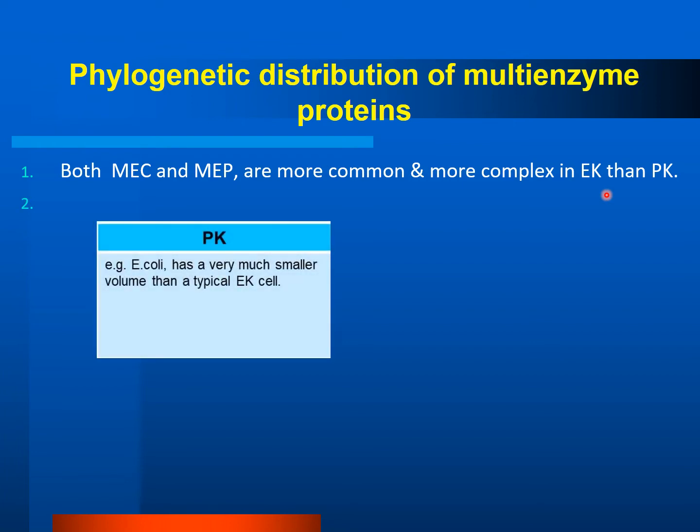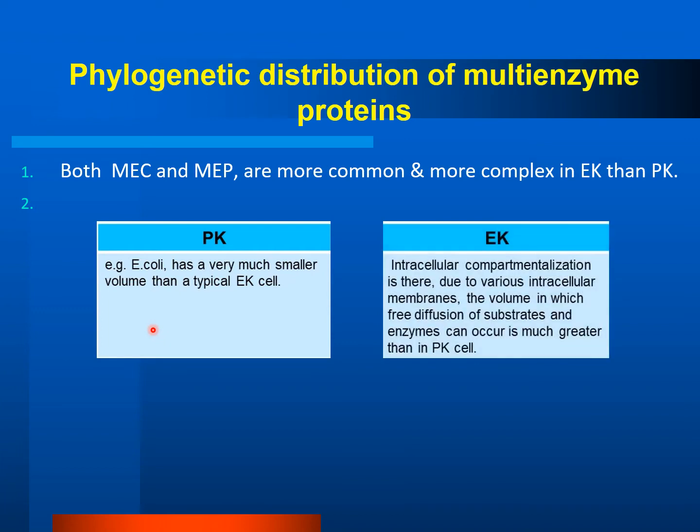For instance, consider a prokaryotic cell such as E. coli. The cell has a much smaller volume as compared to a typical eukaryotic cell. This we all know. And in eukaryotes, there is intracellular compartmentalization due to various intracellular membranes. So the volume in which free diffusion of substrates and enzymes can occur is much greater than in a prokaryotic cell. This is very clear, since the size of the eukaryotic cell is relatively larger than the prokaryotic cell.